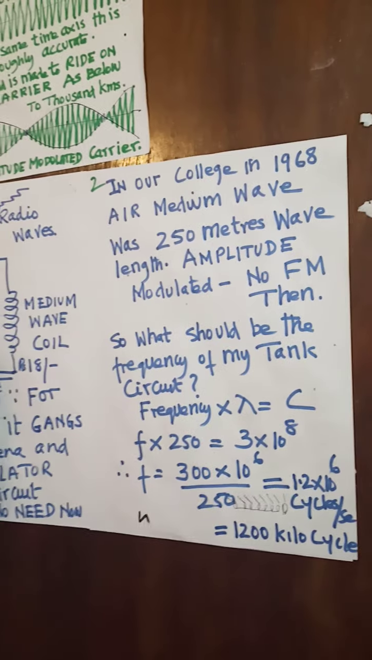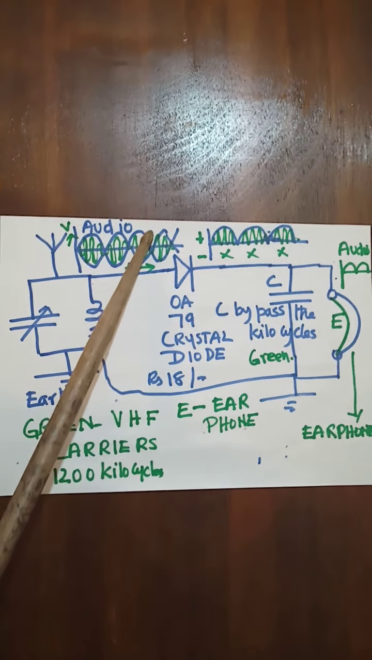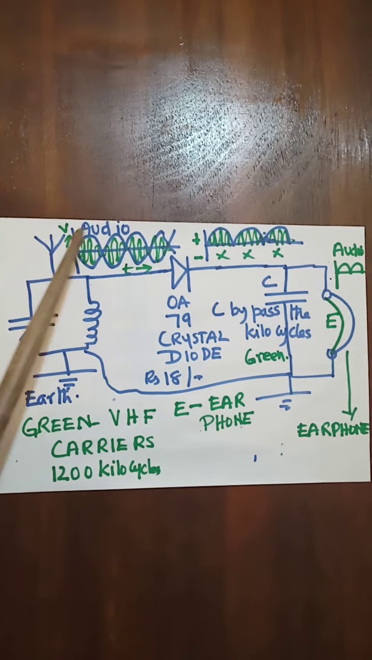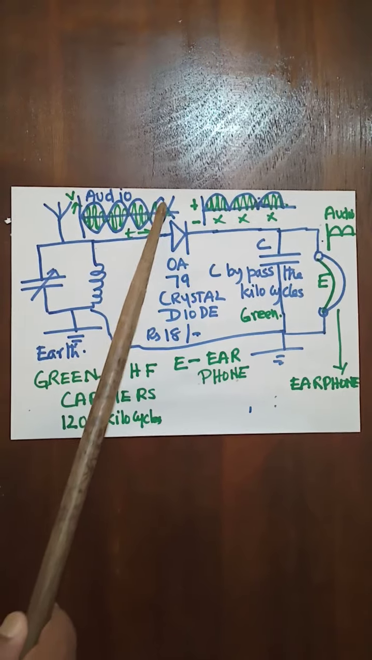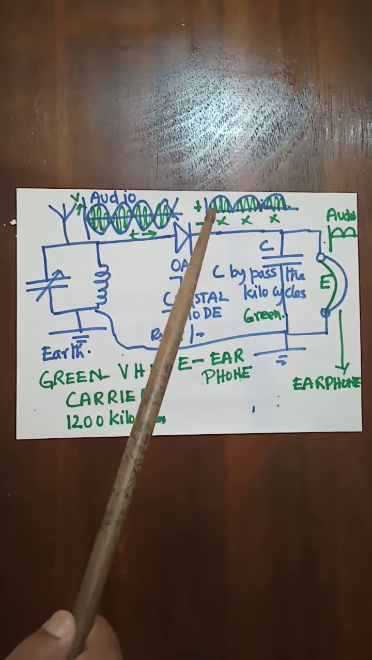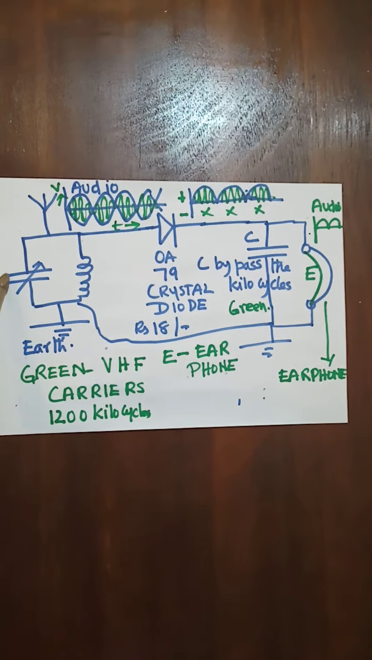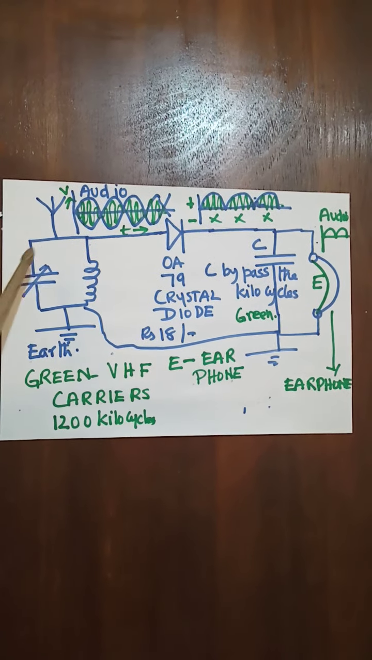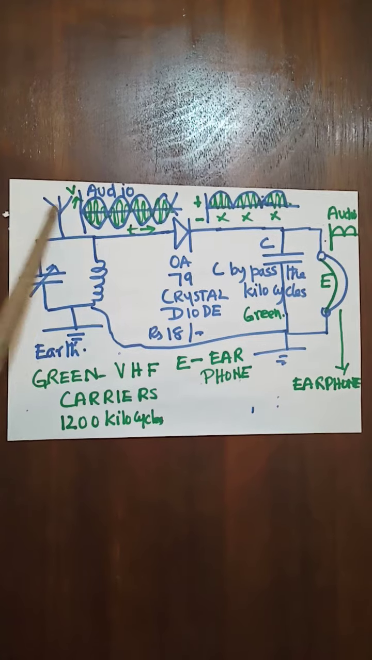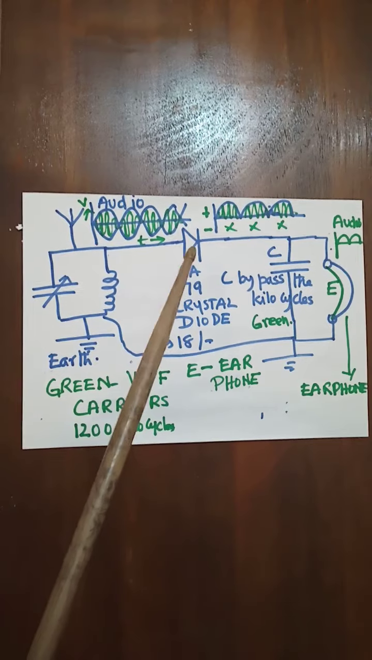Now, what happens? See, this wave will hit the antenna, and these are the amplitude modulated waves, the sound wave, and then we have the carrier frequency. The carrier frequency of this is the one I showed you on the first page. I tune this capacitor to 1200 kilocycles. So I'll get the All India Radio signal, and then it will go to OA79, a diode.